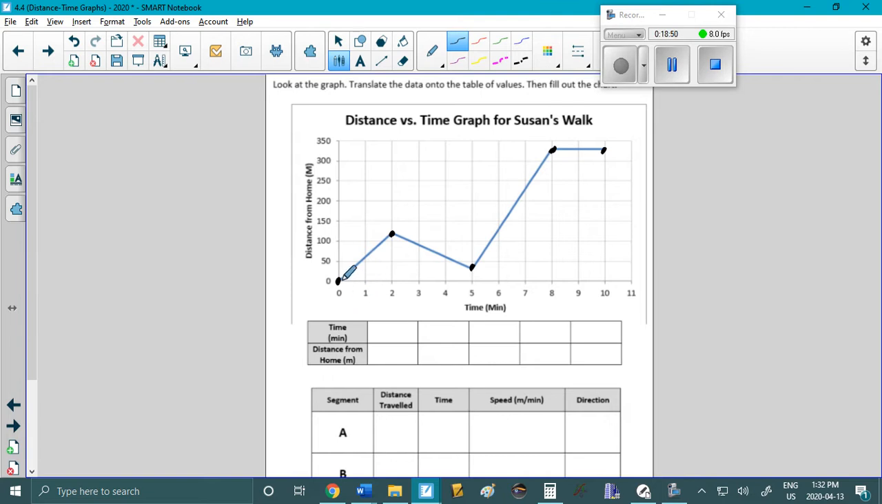So let's do the time first. So this is 0, 2, 5, 8, and ends at 10 minutes. Now we're going to do the distances.